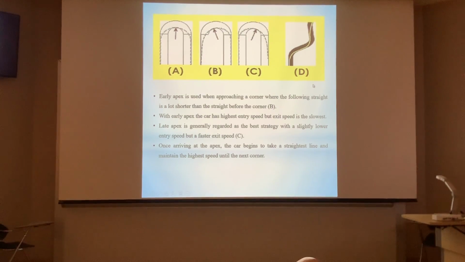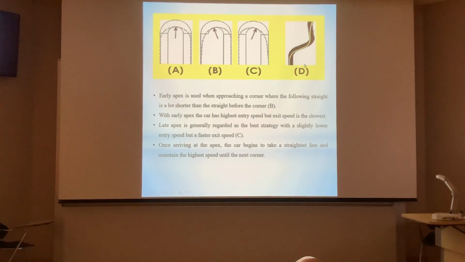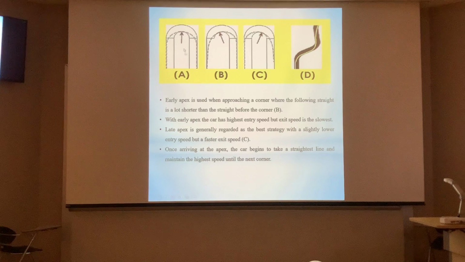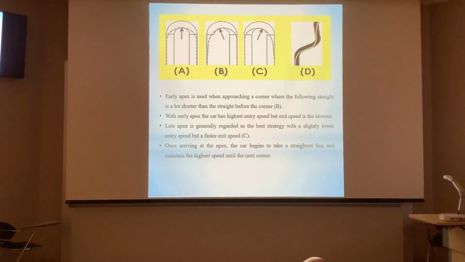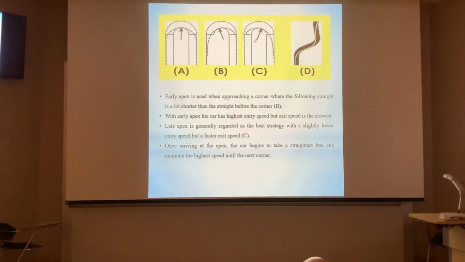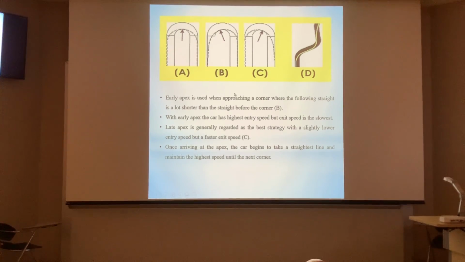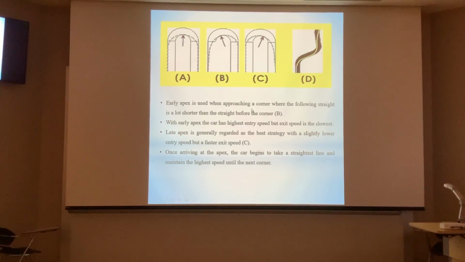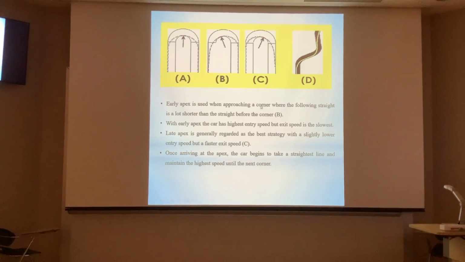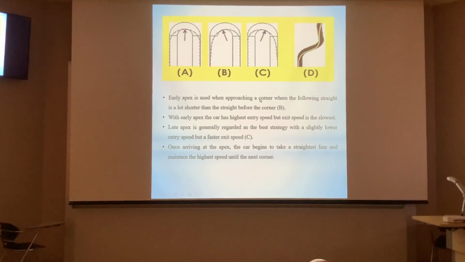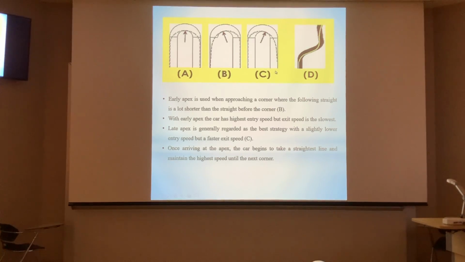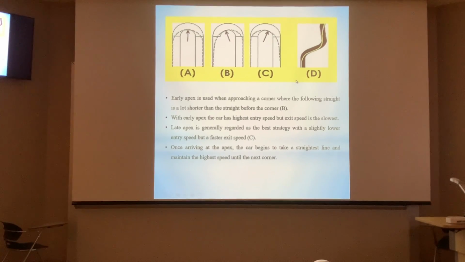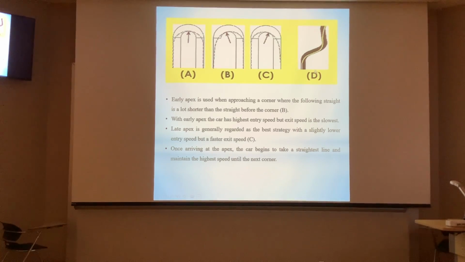And this is the schematic of where the car drivers should use the apex. In figure B is the early apex, and figure C is the late apex. Usually car racers use the late apex as the best strategy, with a slightly lower entrance speed but faster exit speed. When arriving at this exit, the car begins on the straight line and maintains the highest speed until the next corner in figure D.